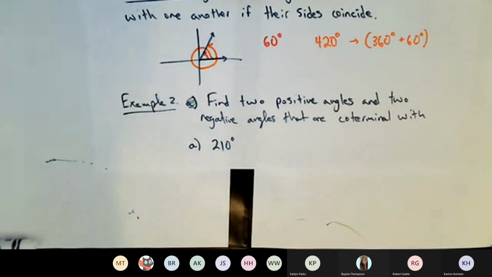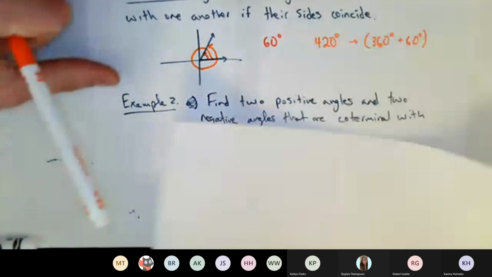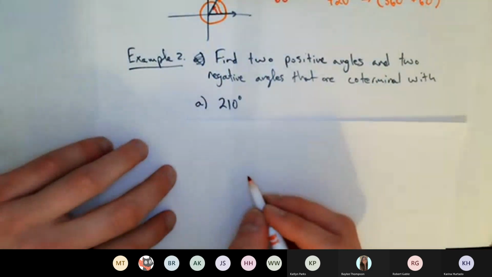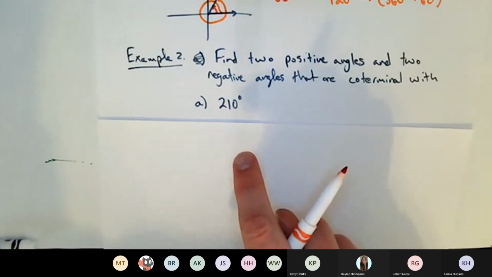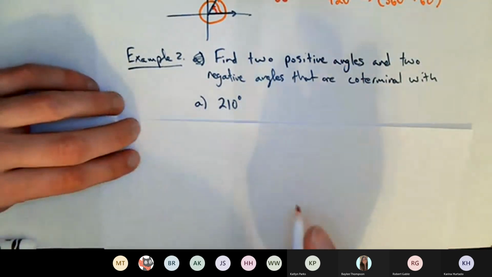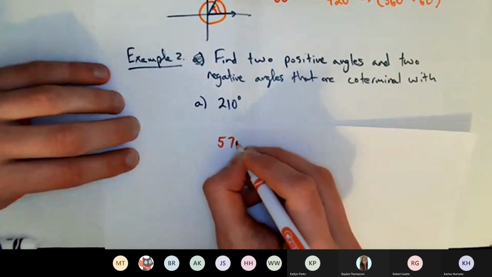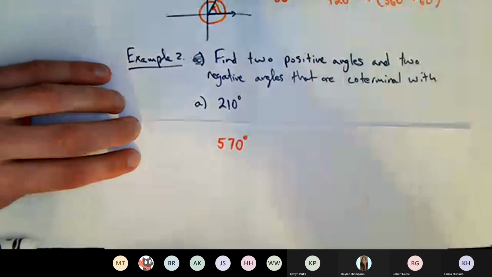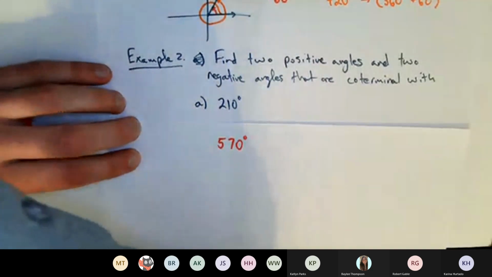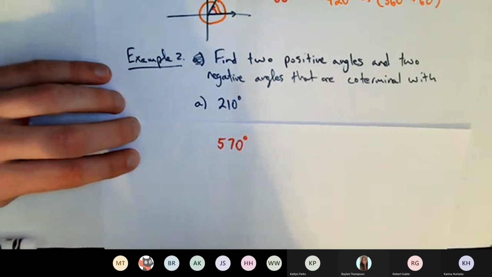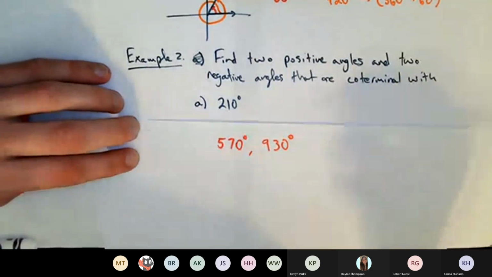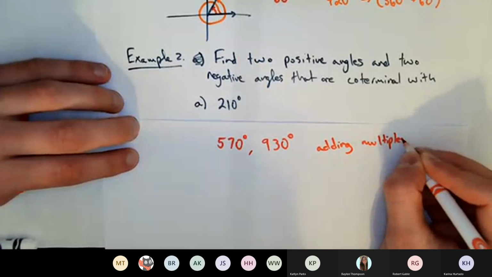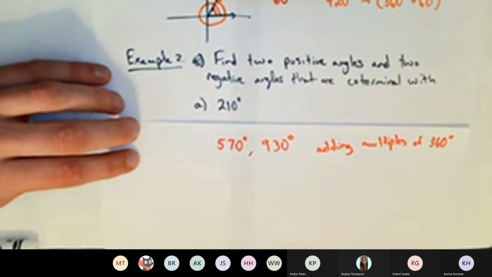So what I can do is mimic what I did back here and just add a whole other revolution. I'll start with 210 degrees, and how about I add an entire revolution? Because that'll get me back to the exact same angle. So 210 plus 360 gives me 570. Then how do I find another positive angle? I can just add another 360, so 210 plus 360 is 570, and then plus another 360 gives me 930. So I'm adding multiples of 360, just adding whole revolutions.